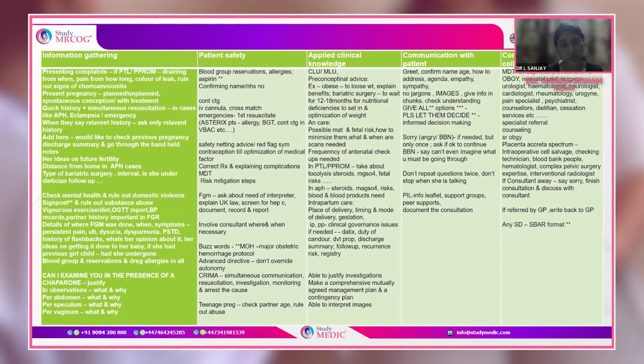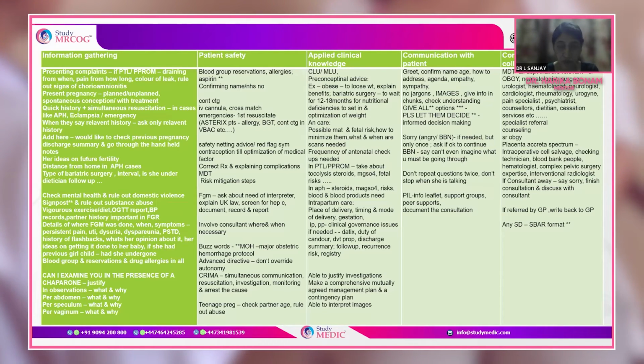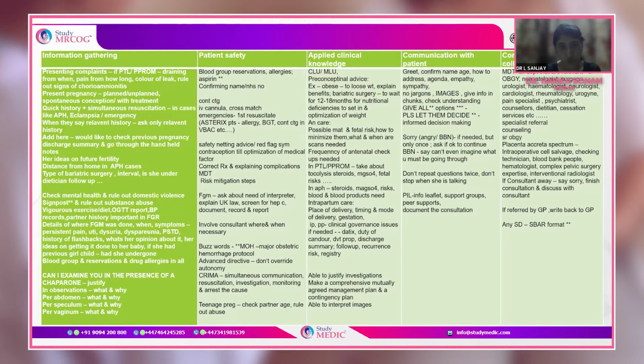The other few safety points: say a woman has come to you with high blood pressure, you should talk about safety netting advice, what the imminent symptoms are, that is the red flag symptoms. When should she come to the hospital? What are the emergency contact numbers? This should definitely be counseled.